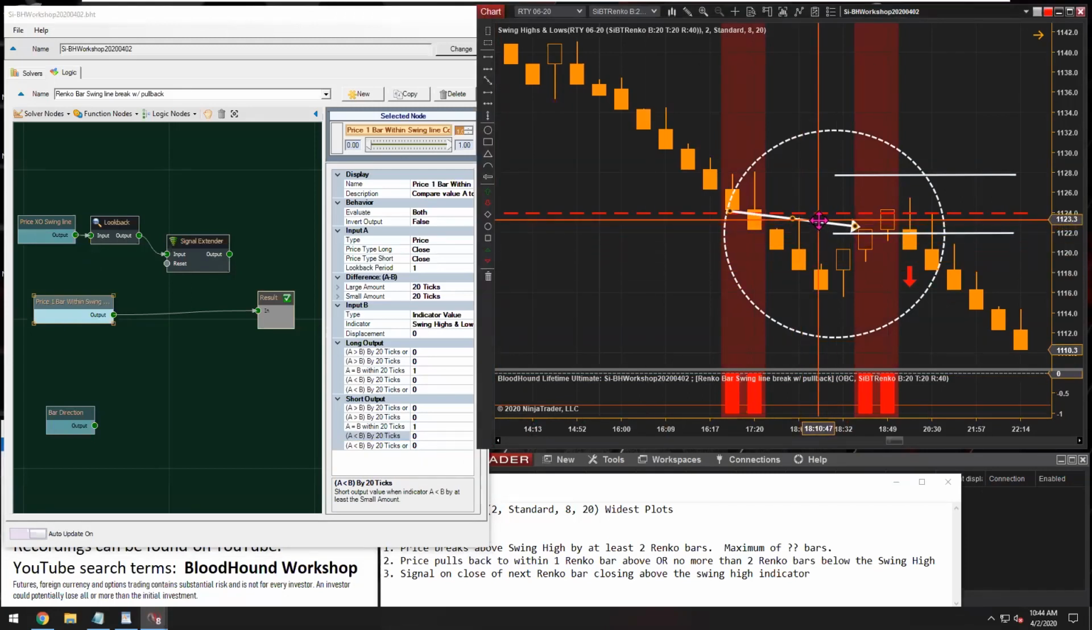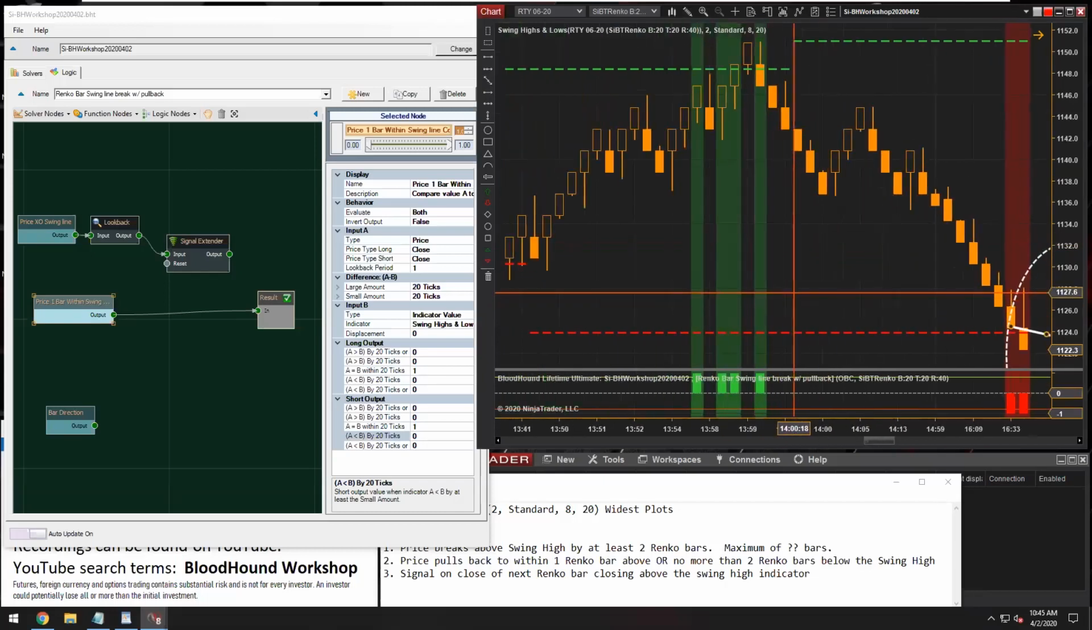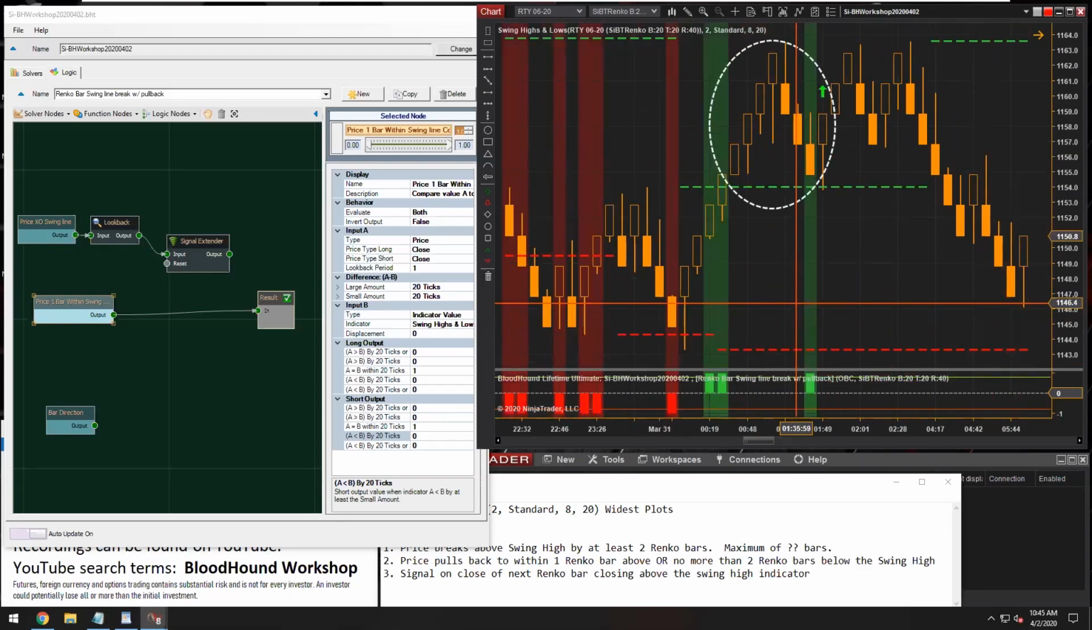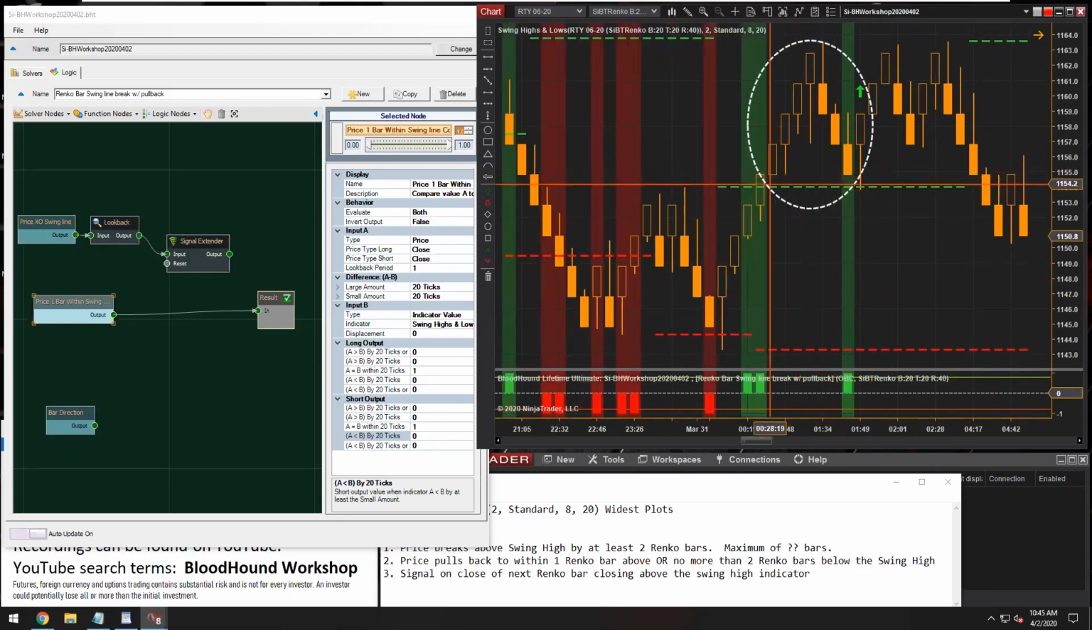So that tells us if price gets within that range there. Let's see if I have some examples back here. And yeah, here we go, perfect. So we get our crossover here, price moves up and then does its pullback, right? And on the pullback, it doesn't cross the swing line, but it does get within that 20 tick brick size there.